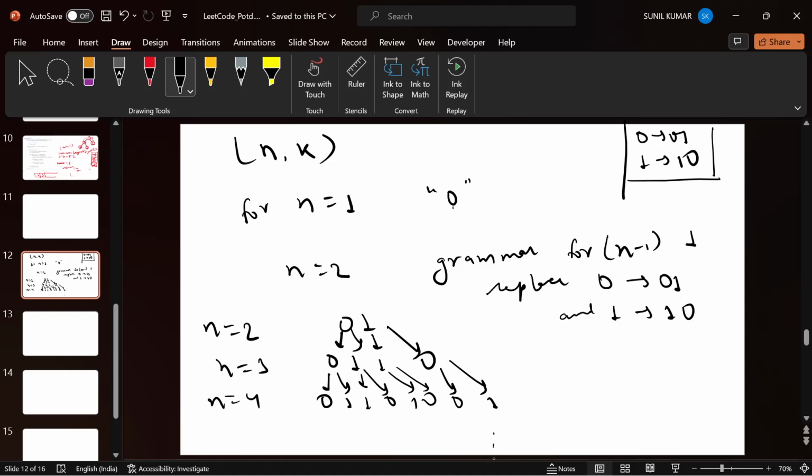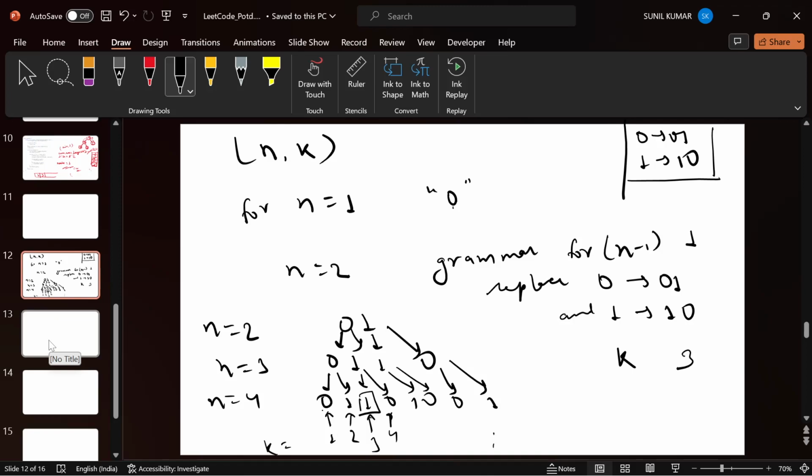And we are given k, and we need to find the kth character in the nth row. For example, here n equals 4. Let's suppose k is given as 3, so we need to find what is present at k equals 3. This is k equals 1, this is k equals 2, this is k equals 3. So here it is 1, so we need to return 1. Here k equals 4. Okay, so we need to do that.